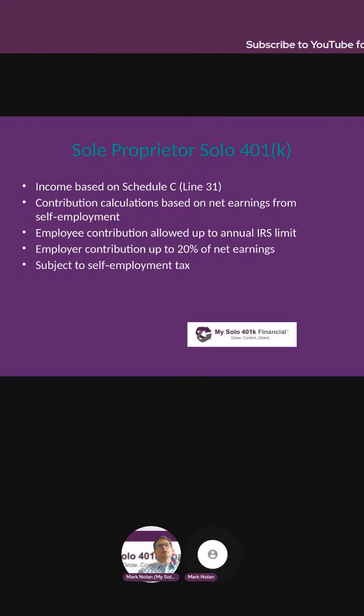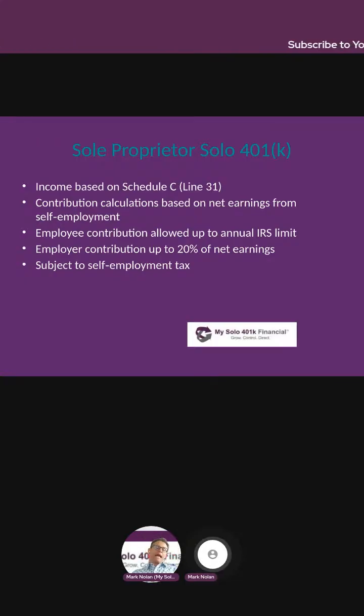With respect to employer contributions, the employer contribution for a sole proprietor is up to 20% of that net earnings from self-employment income. So line 31 of the Schedule C minus 1/2 of self-employment income tax. You multiply that figure by 20%, and that is the amount of employer profit sharing contributions that can be made to the solo 401k plan.